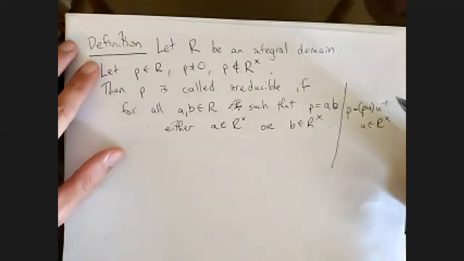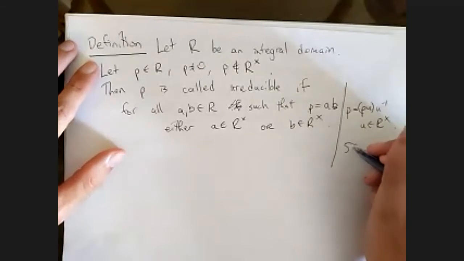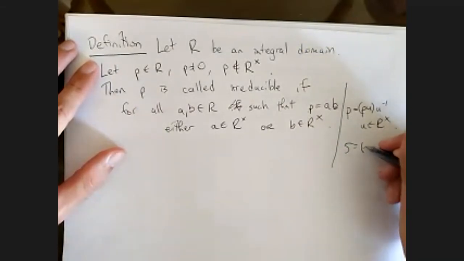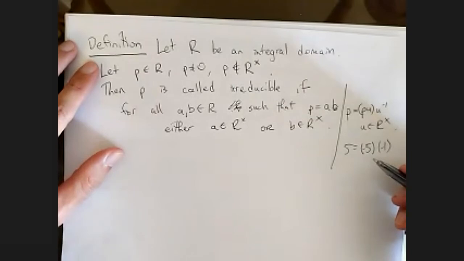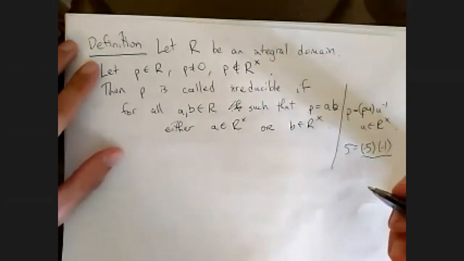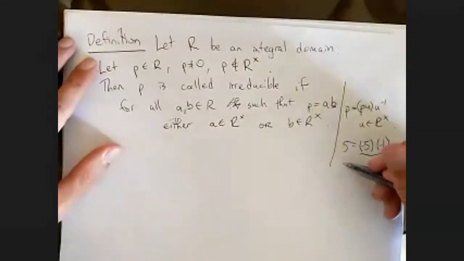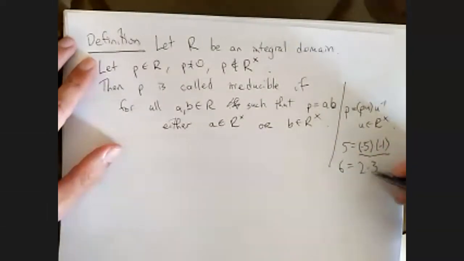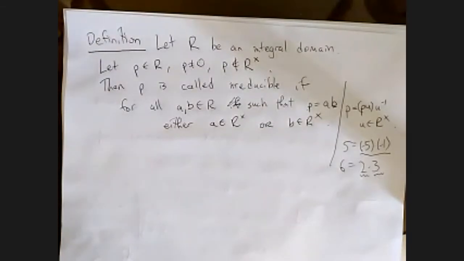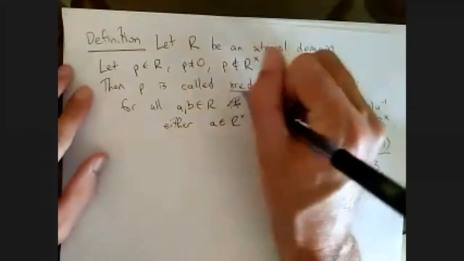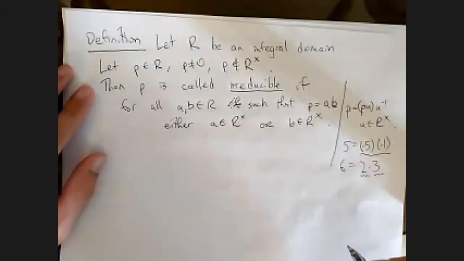So it's like a kind of trivial way. It's like writing 5 as -5 times -1. Yes, that technically is a factorization of 5, but it's not a very useful one. On the other hand, you have a number like 6, that's 2 times 3. Now I really have a non-trivial factorization of 6, so 6 is not irreducible. Okay. So we have irreducible elements.